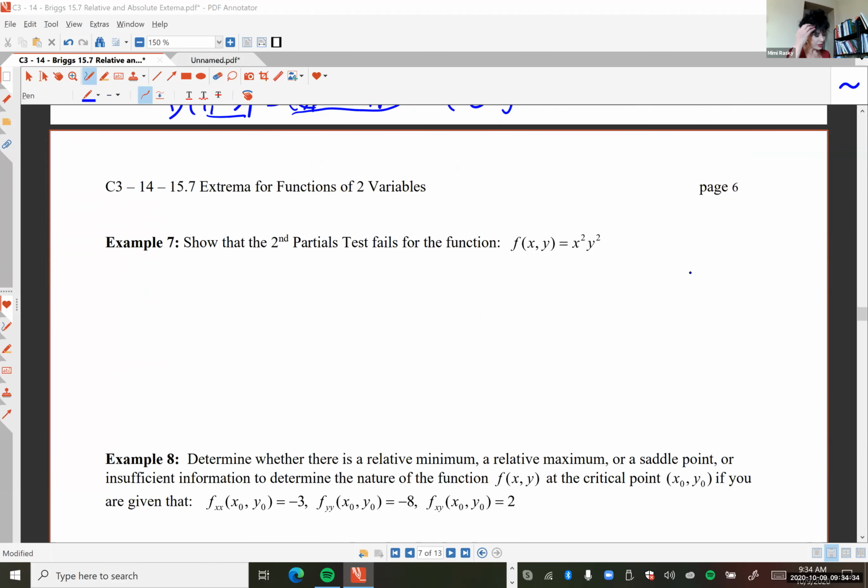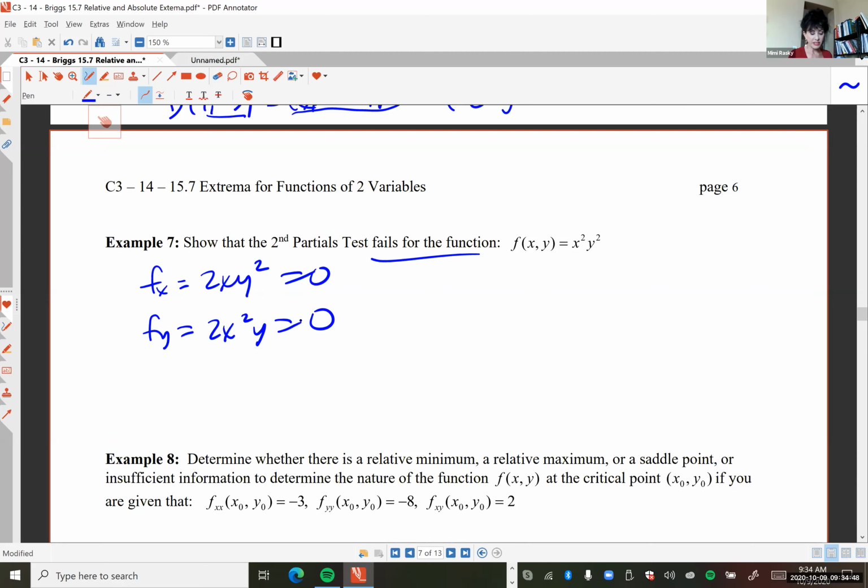Okay, show the second partials test fails. This is easy peasy to do, folks. If you get fx, you'll get 2xy squared, set it equal to 0. If you get the partial with respect to y, set it equal to 0. Now, folks, this is where students fail. Be careful, because a lot of students look at this and go, oh, the point 0, 0 is a critical point. I will agree with you and I will disagree with you at the same time.